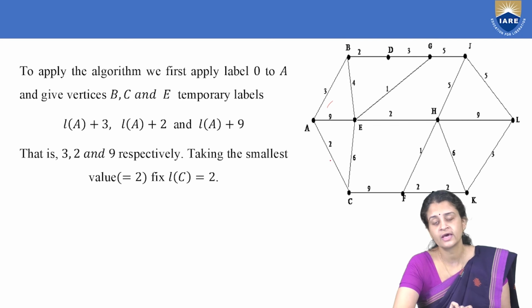Okay, this L of A we have given as 0, so 0 plus 3 is 3, here 0 plus 9 is 9, and here 0 plus 2 is 2. And so we get the smallest weight. The smallest value is at C. So we fix L of C to 2.